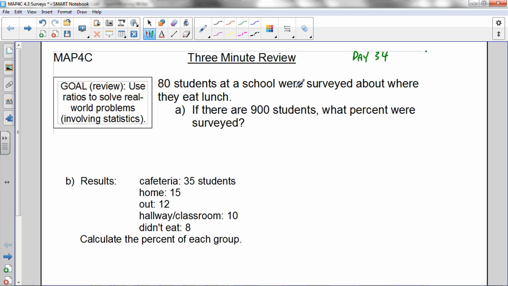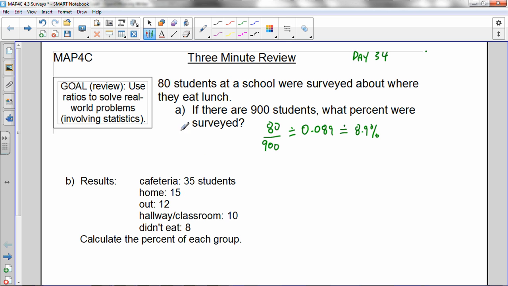80 students at a school were surveyed about where they eat lunch. If there are 900 students, what percent were surveyed? Now this will be important to us soon, but as a fraction, it's just 80 over 900. We put that into lowest terms or pound it into a calculator, and we get about 0.089, which is about 8.9% were surveyed.